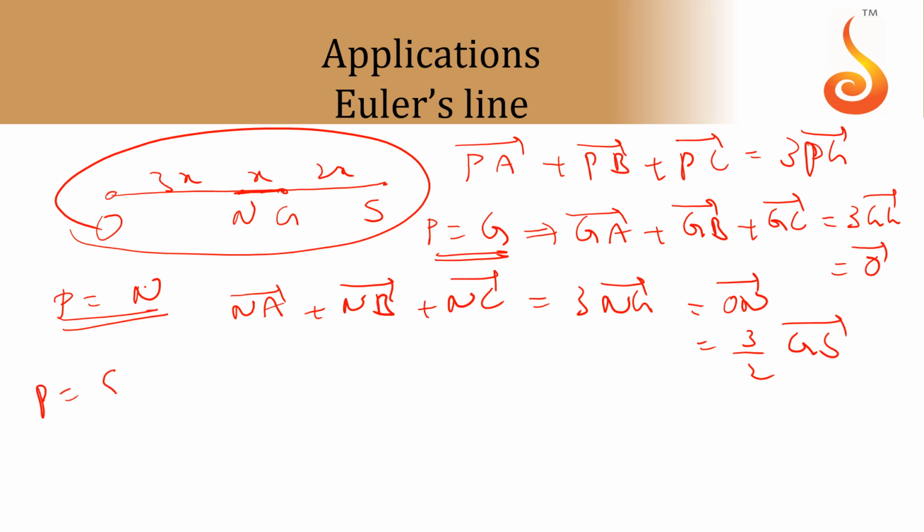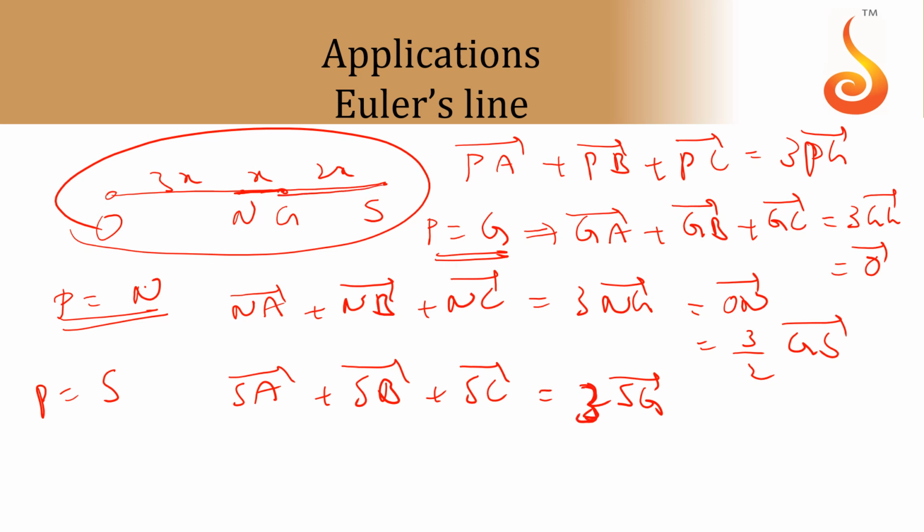Suppose P is the circumcenter, so you will get SA bar plus SB bar plus SC bar equal to 3 SG bar according to the result. SG is the direction, so 2x is the length, so total 6x is the length. So I can write 1 SO bar.